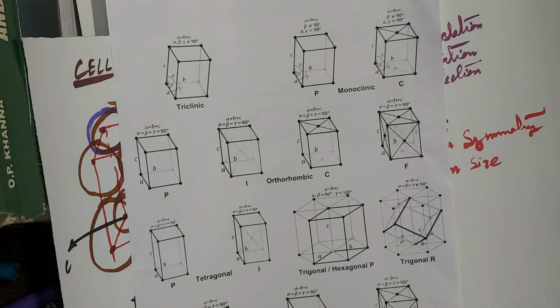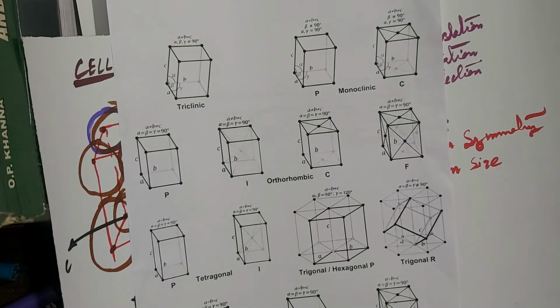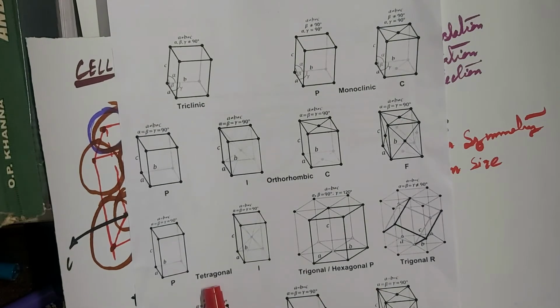First is cubic crystal. This cubic crystal has 3 types: simple cubic, body centered cubic, and face centered cubic. Then tetragonal crystal. This tetragonal crystal has 2 different types of space lattices. One is simple tetragonal and another is body centered.